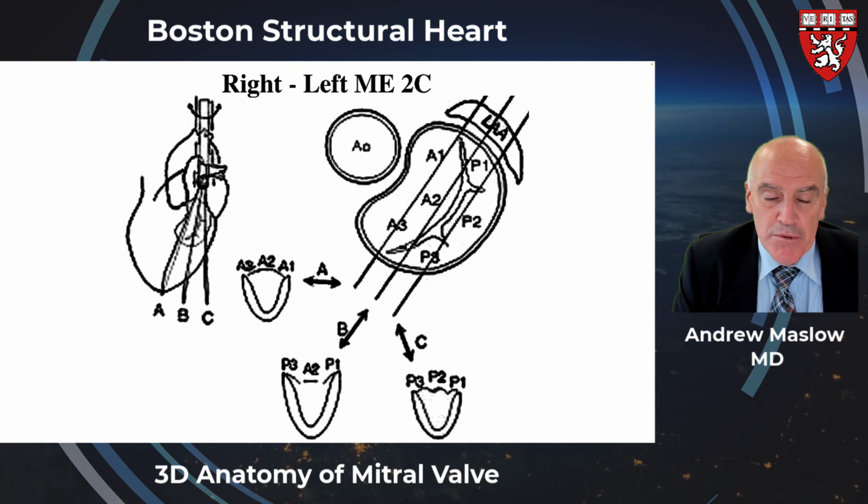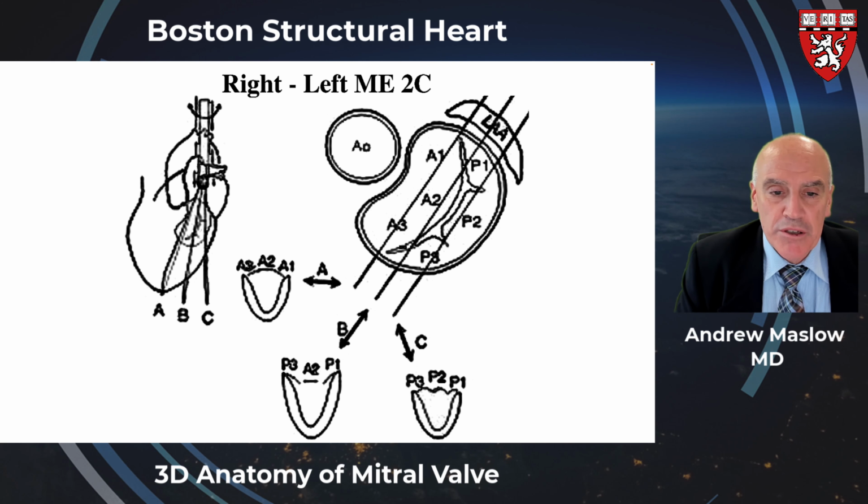Similarly, from the two-chamber view, simple rotations of the TE probe will bring you across the anterior leaflet, a mix of the anterior leaflet and posterior leaflet seen in B, and then as you rotate it more posteriorly, you'll see more or less most of the posterior leaflet.